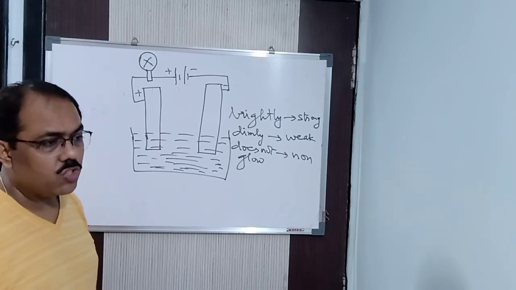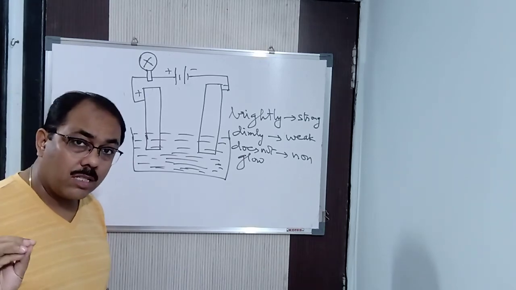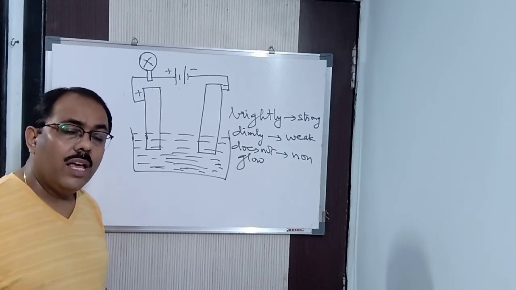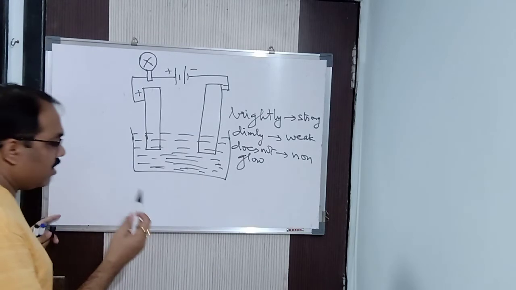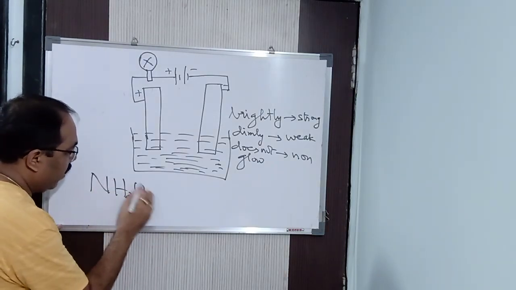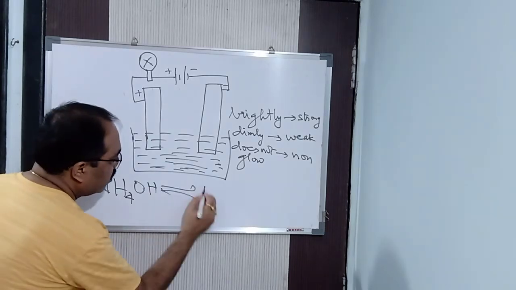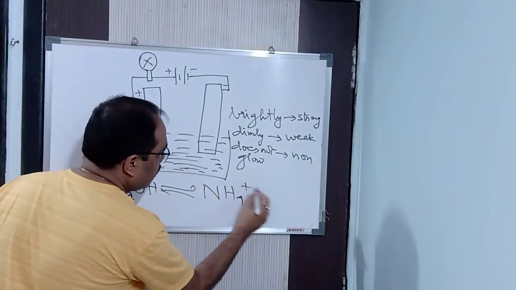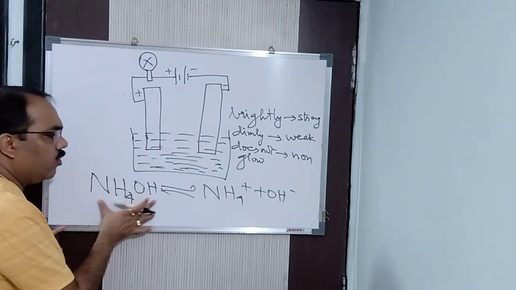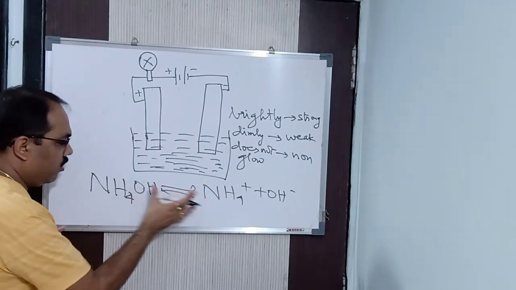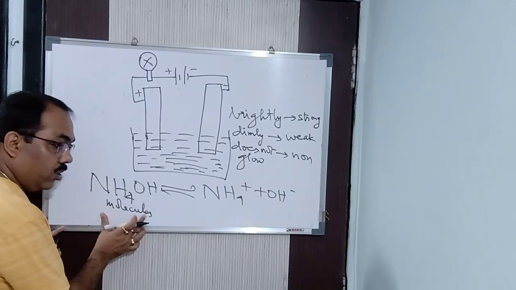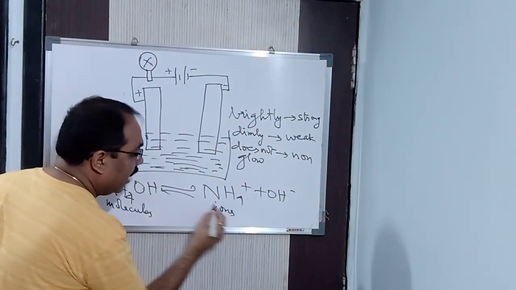That means in case of a strong electrolyte, only ions will be present. Remember it, in case of a strong electrolyte, only ions will be present in the solution. And in case of a weak electrolyte, like NH4OH, ammonium hydroxide, it will dissociate to give you NH4+ and OH-. If you take around 100 molecules, around 15 or 20 molecules will dissociate. So here you will be having undissociated molecules, and here you will be having ions.